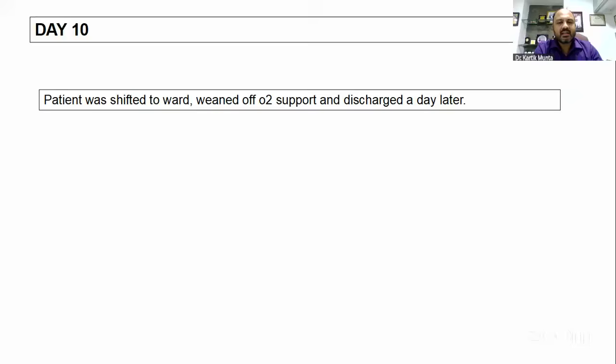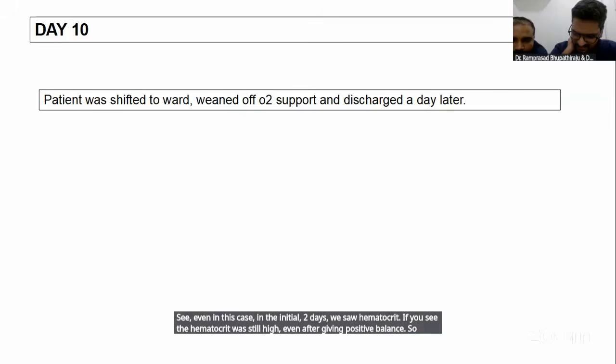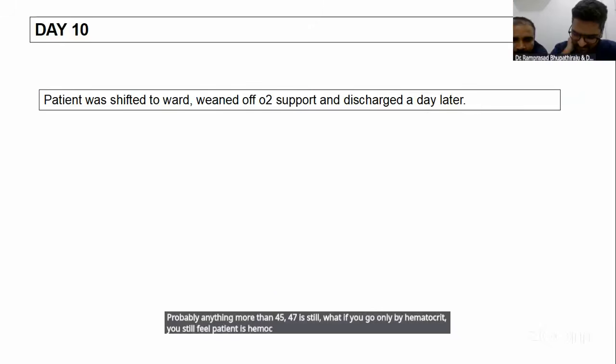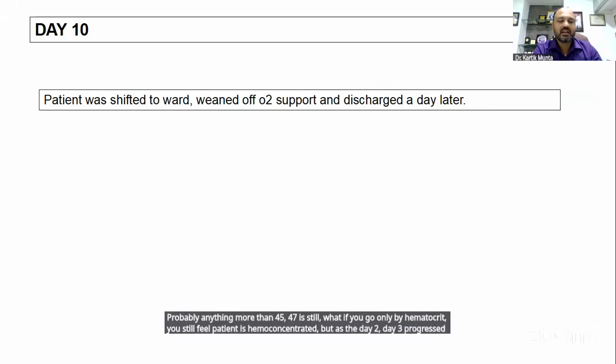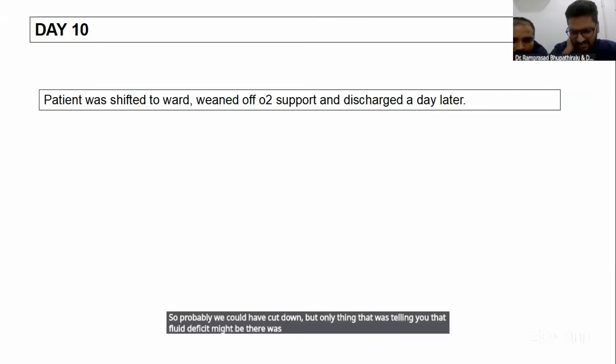Even in this case, in the initial 2 days, the hematocrit was still high even after giving positive balance. Anything more than 45, 47, if you go only by hematocrit, you still feel the patient is hemoconcentrated. But as day 2, day 3 progressed, you saw worsening kidney injury, positive balance, fluid creep increasing, and pleural effusion going up. So probably fluid was over-resuscitated. We could have cut down, but the only things telling you that a fluid deficit might be there were lactate and high hematocrit.